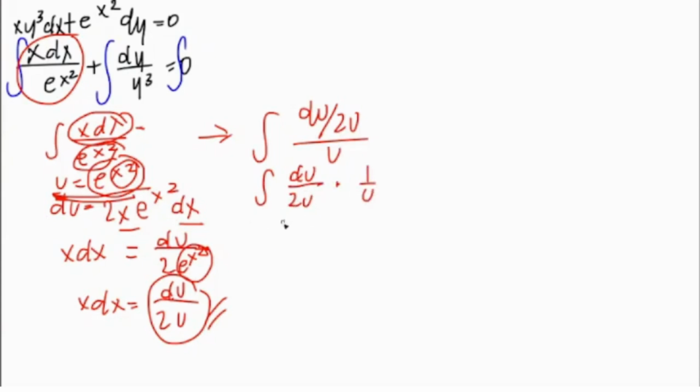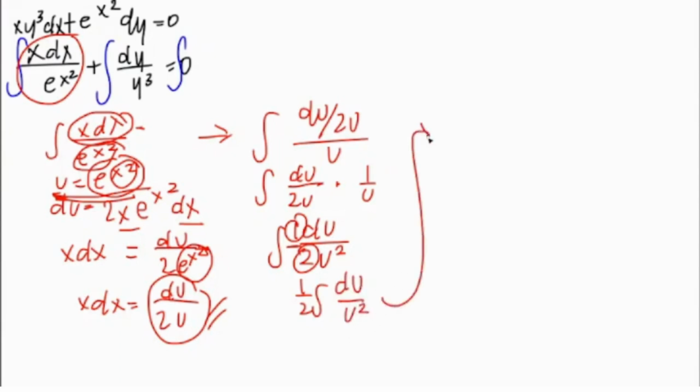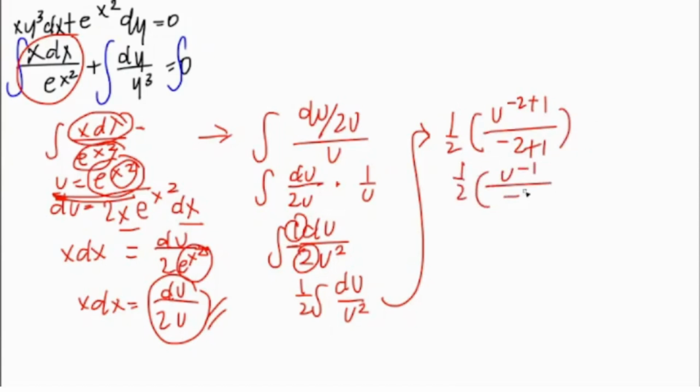So, pwede nating i-combine tong dalawa. So, magiging du all over 2u squared. Ngayon, ilabas natin yung 1/2 kasi may invisible 1 dito, may 2. So, magiging 1/2 integral of du all over u squared. Next na gawin natin is power rule lang naman, magiging 1/2 times the quantity u raised to negative 2 plus 1 all over negative 2 plus 1. Magiging 1/2 times the quantity u raised to negative 1 all over negative 1.